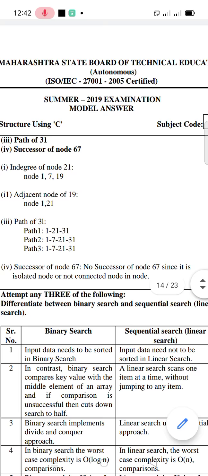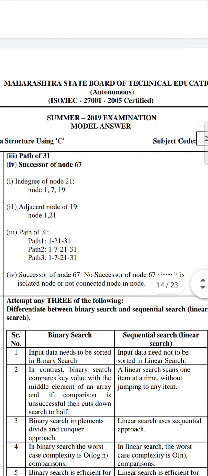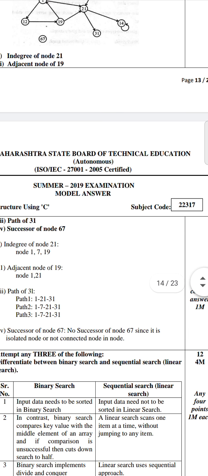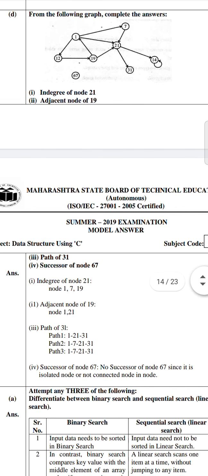So in this bit they have asked what is the successor of node 67. That is no successor of 67, since it is an isolated node or singular node, it is not a connected node in the given graph. So in this way you can solve this particular bit. The important thing is that you have to observe that graph very carefully. Then you have to observe the nodes given in that graph, and then you can apply the logic.